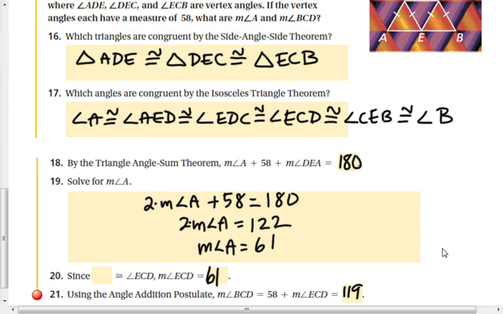Basically, we just have a whole bunch of base angles that are congruent from our 3 congruent triangles, and they're isosceles triangles, and that allows us to find the solution.